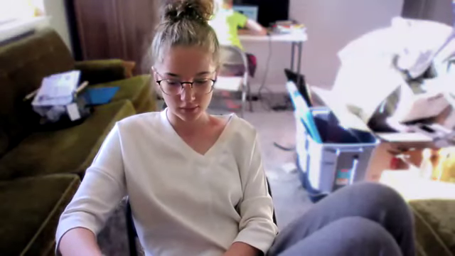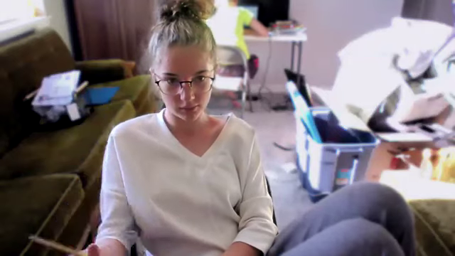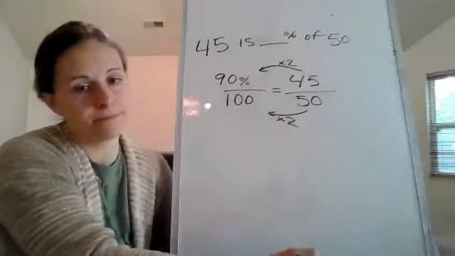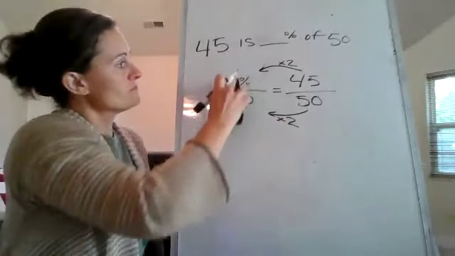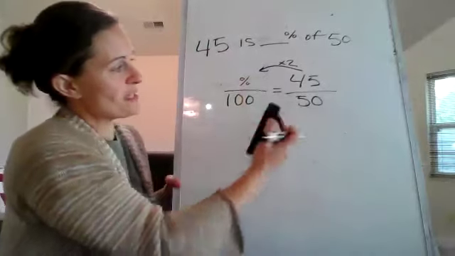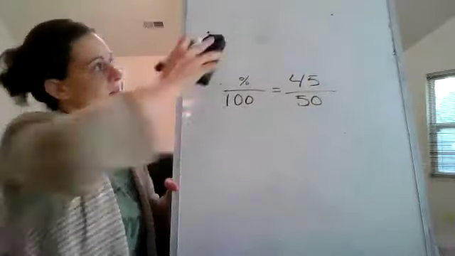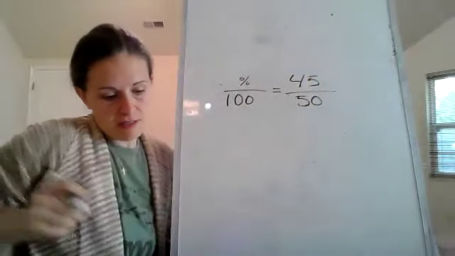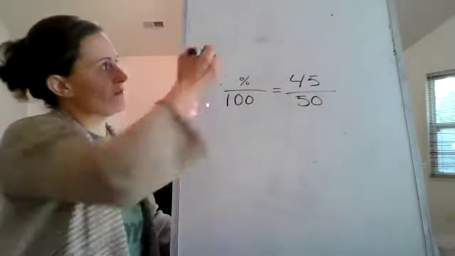So it would be 90. Yep, you're right. You did it on your own. That one was pretty easy because we had that shortcut of just going times 2. All right, let's do 48 is something percent of 64.